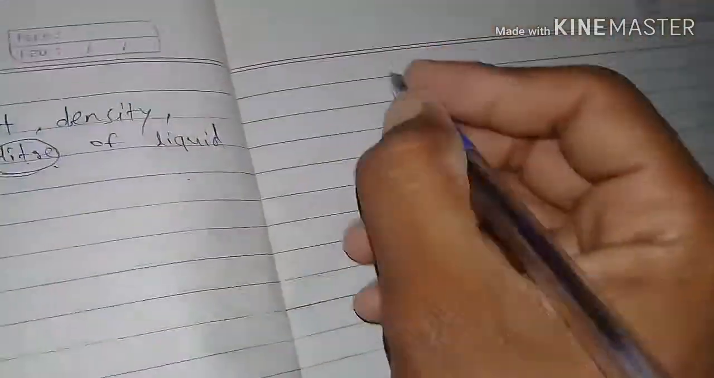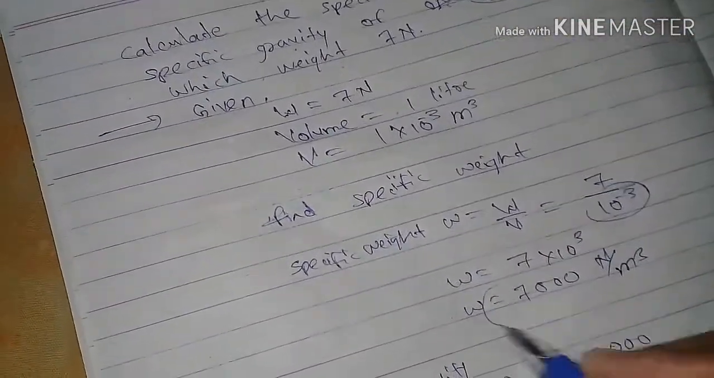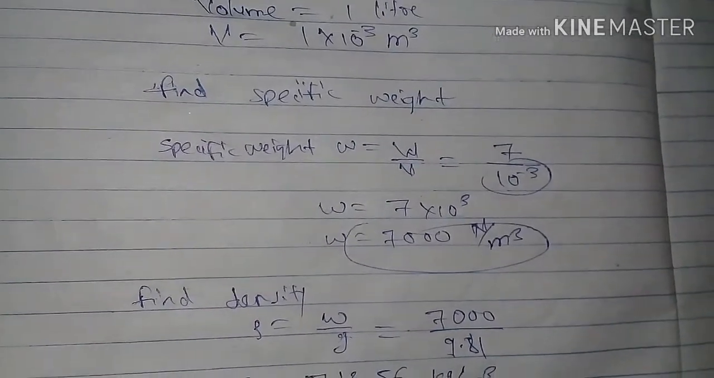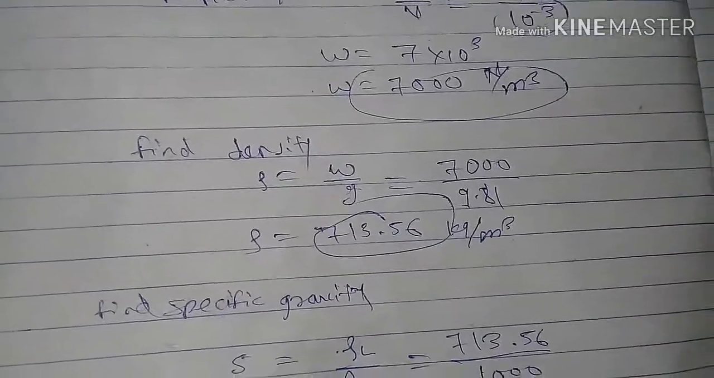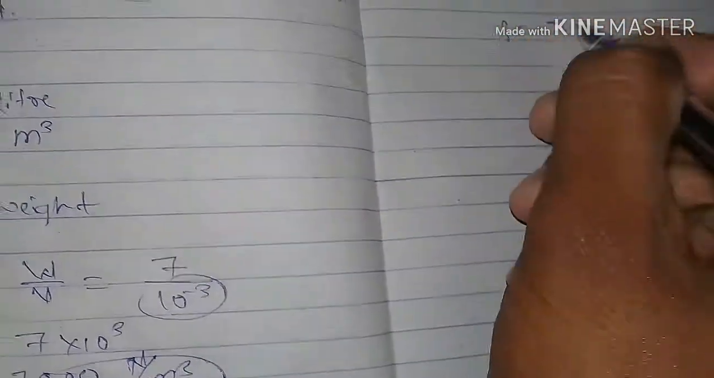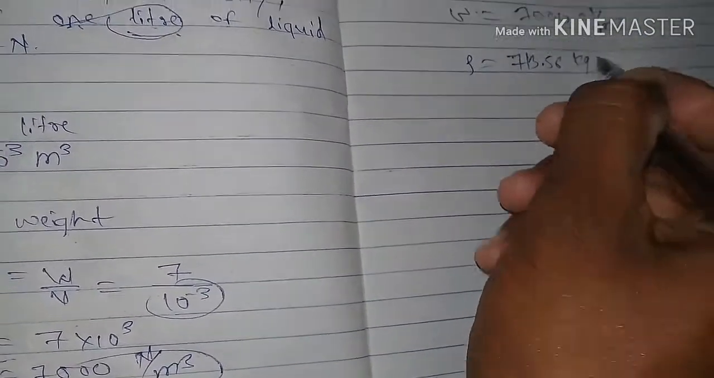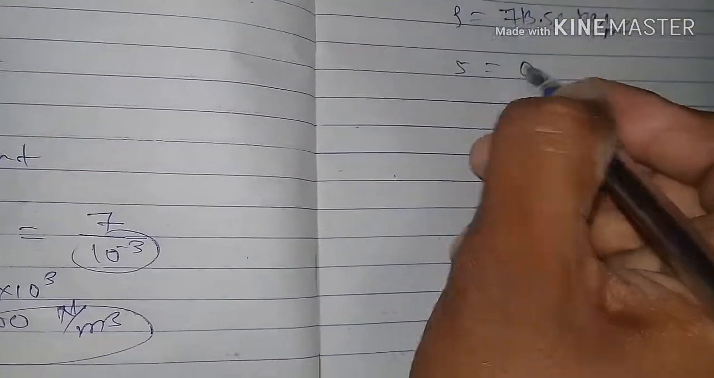Specific weight is 7000 Newton per meter cube. Density is equal to 730.56 kg per meter cube. Now specific gravity is 0.7135.